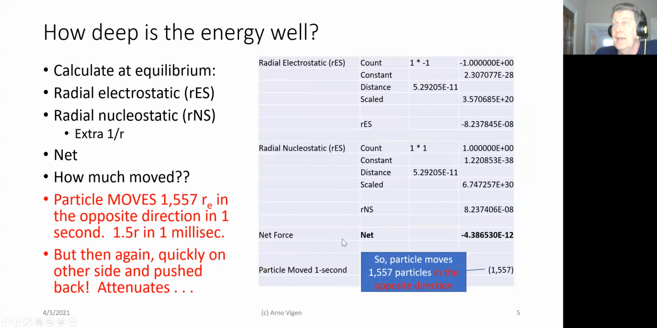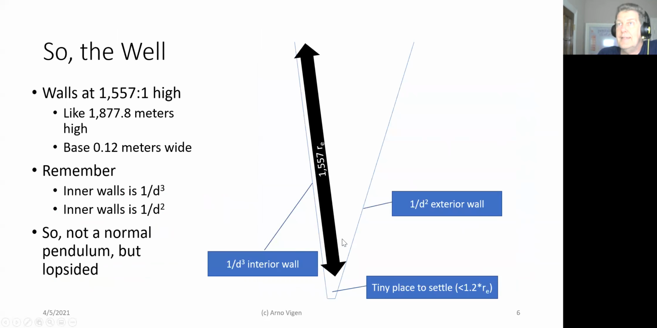1557 particles. Okay, let's see that. So now if I had a well and it had 1,500 radiuses of the electron, down here would be 1, and the wall would be 1,500. Now, the slope of the wall on the left is 1 over distance cubed. That's a little steeper than the 1 over distance squared wall on the other side. But this tiny space of, say, 1 or 2 electrons at 1.2 radiuses is in a well 1,500 times bigger.